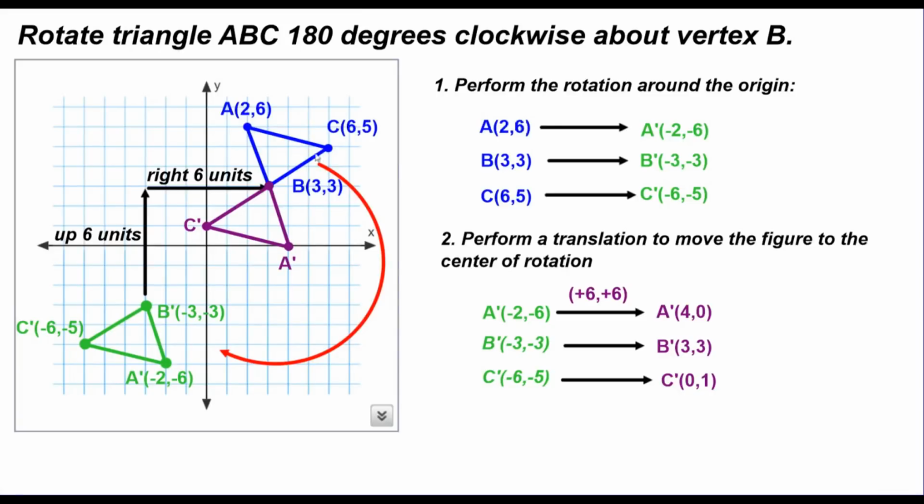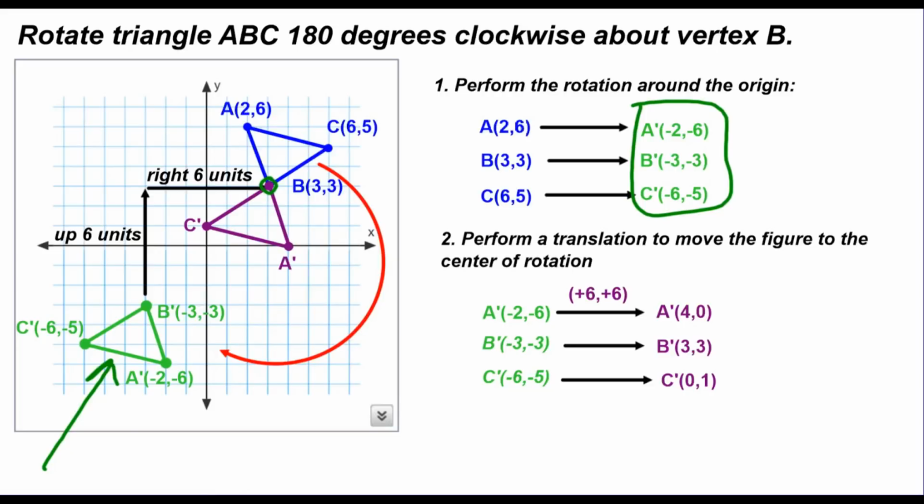So this original blue triangle, we want to rotate it not around the origin, but around point B, right here. Well, the first thing I did was rotate it 180 degrees around the origin, and I got the green triangle. After I rotated it 180 degrees, I got these ordered pairs right here and this triangle right here.